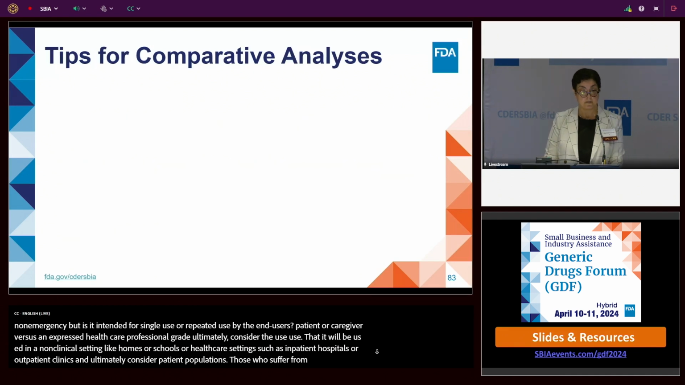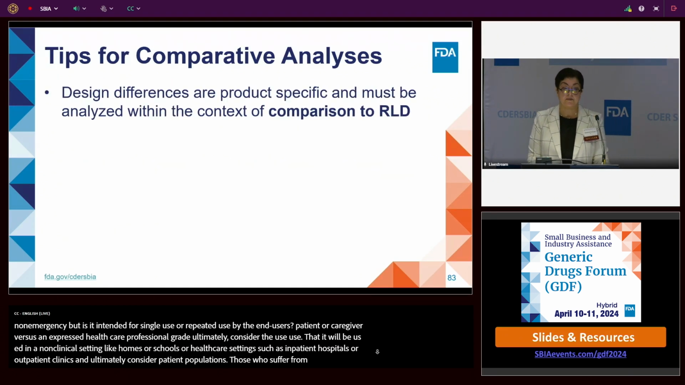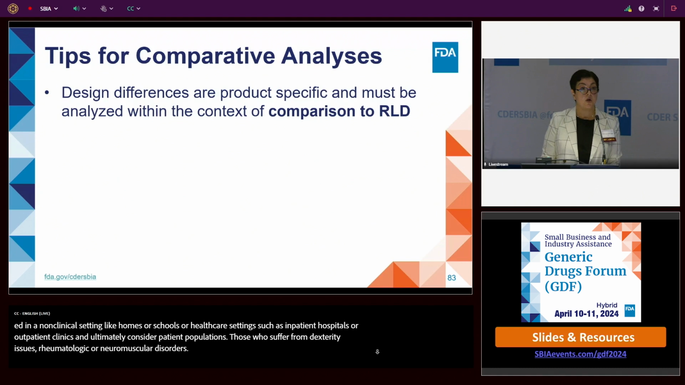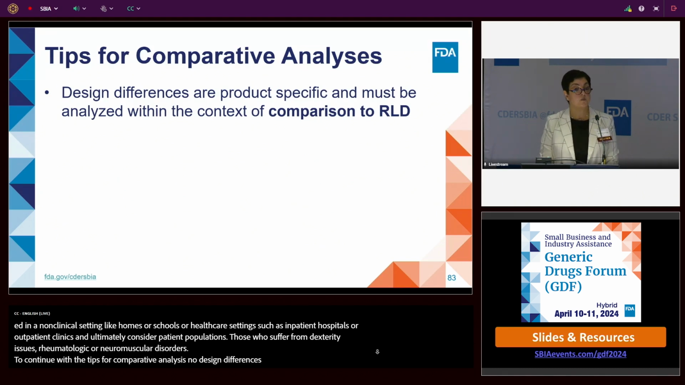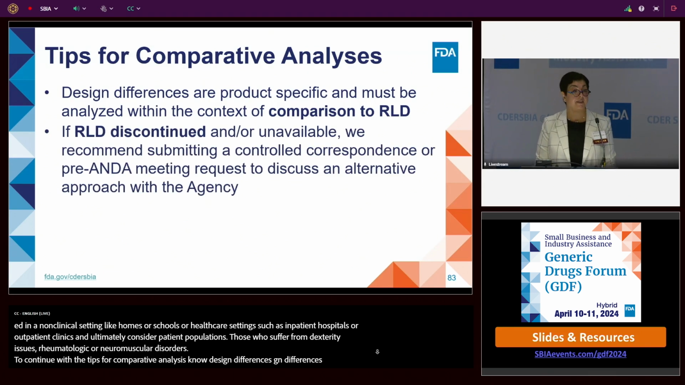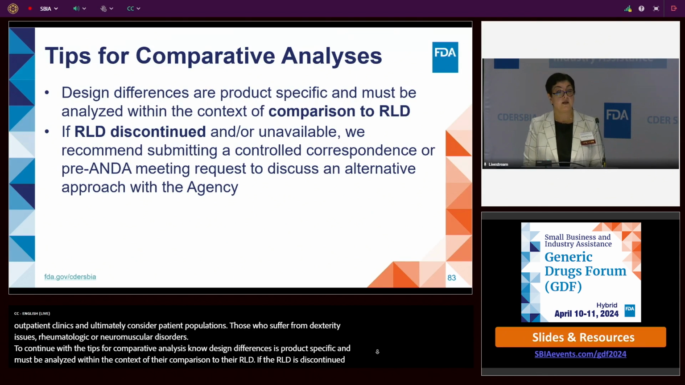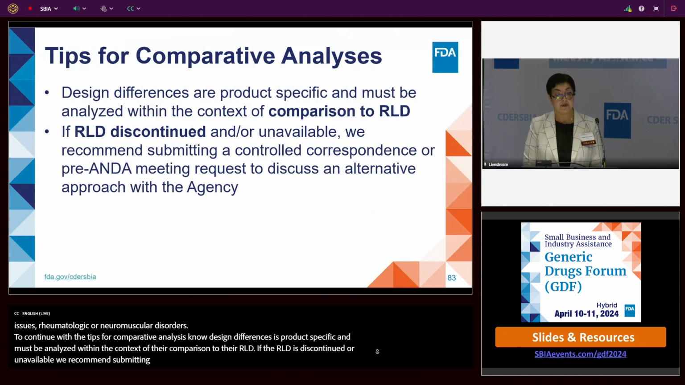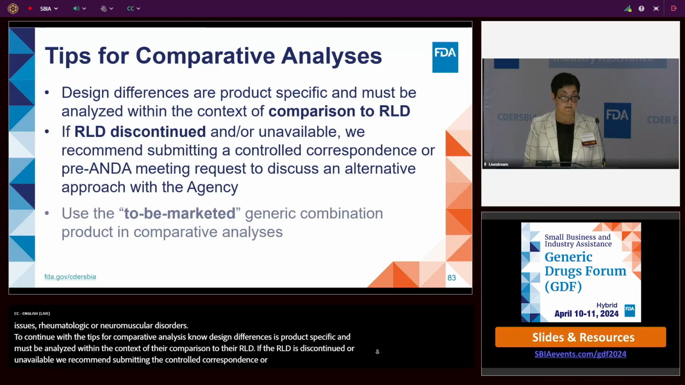disorder. To continue with the tips for your comparative analysis, know that design differences are product specific and must be analyzed within the context of their comparison to their RLD. If the RLD is discontinued and/or unavailable, we highly recommend submitting a controlled correspondence or a pre-ANDA meeting request to discuss the alternative approach with the agency.